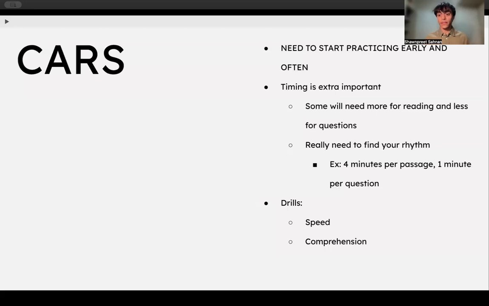A good example on this is you can take 4 minutes per passage, 1 minute per question. That's what I liked doing. I liked the passage heavy side of it. Really let me absorb the information. I think that's especially important with these like literary sources in a sense.